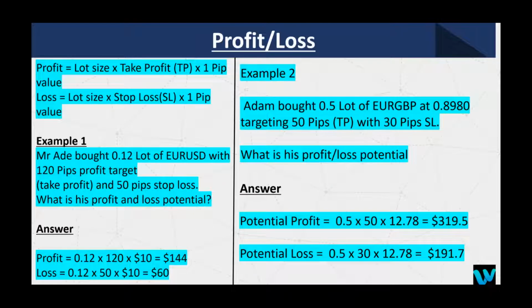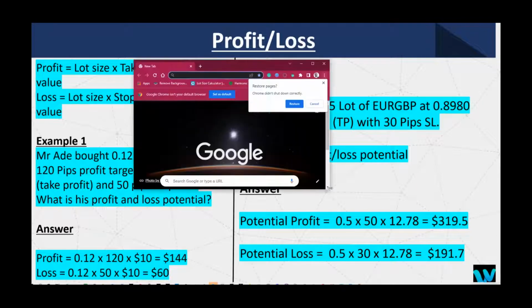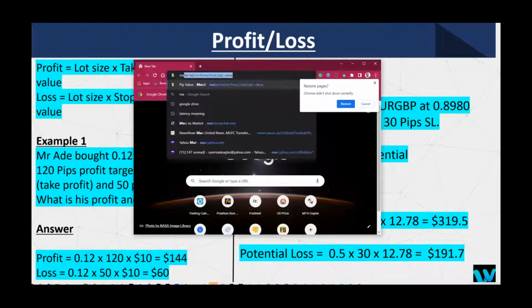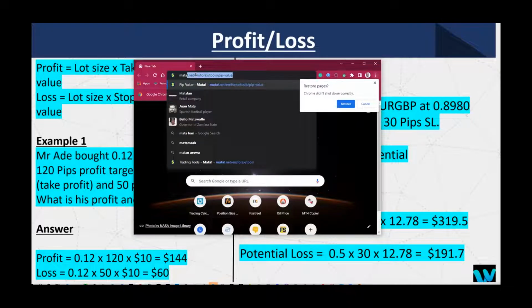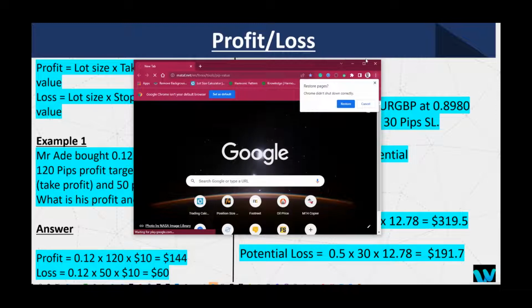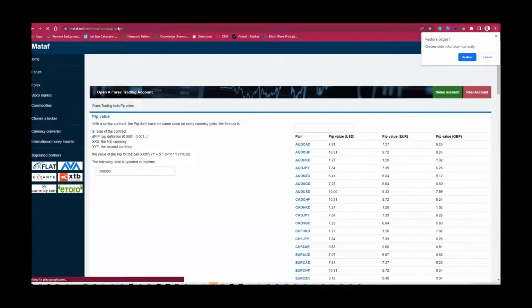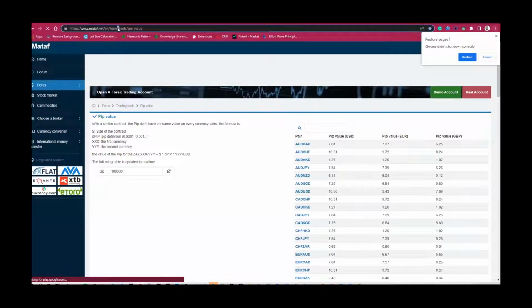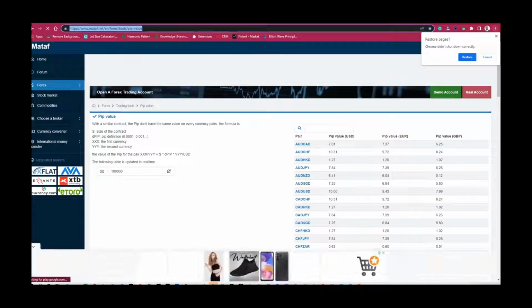Now let me take us to the website, matav.net. This is the link already. So I might just send the link to everybody so that in case you want to check it out. Let me send the link to the group.